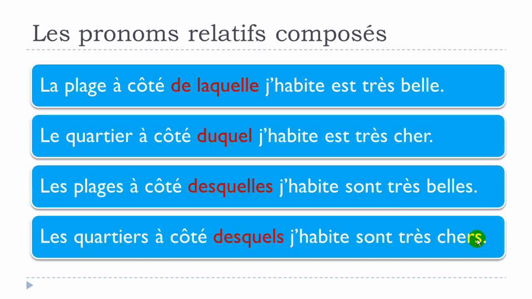Same thing here, keep in mind that we've got an adjective, and the adjective should of course be directly connected to your noun. Here the noun is les plages, feminine plural, so your adjective should be in the feminine plural form. Same thing here, we've got cher connected to les quartiers, masculine plural, so your adjective cher should be in the masculine plural form.